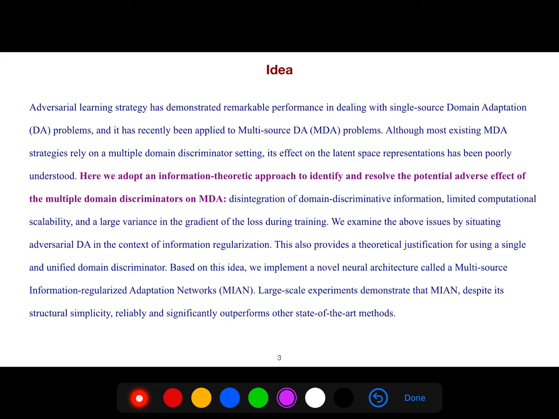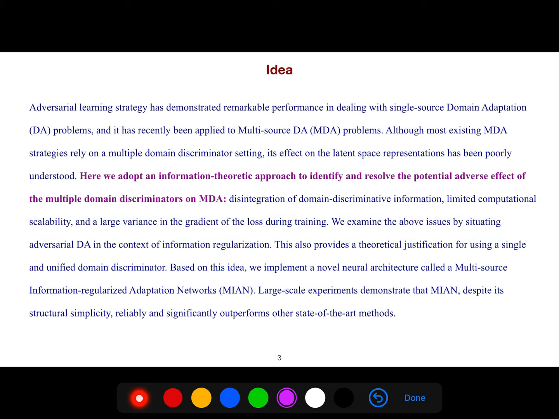Adversarial learning strategy has demonstrated remarkable performance in dealing with single-source domain adaptation problems, and it has recently been applied to multi-source problems. Although most existing MDA strategies rely on a multiple domain discriminator setting, its effect on the latent space has been poorly understood.